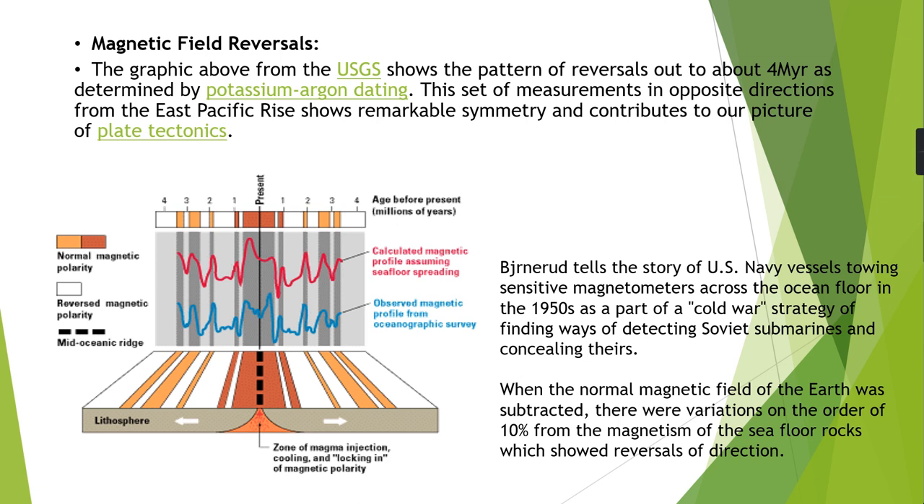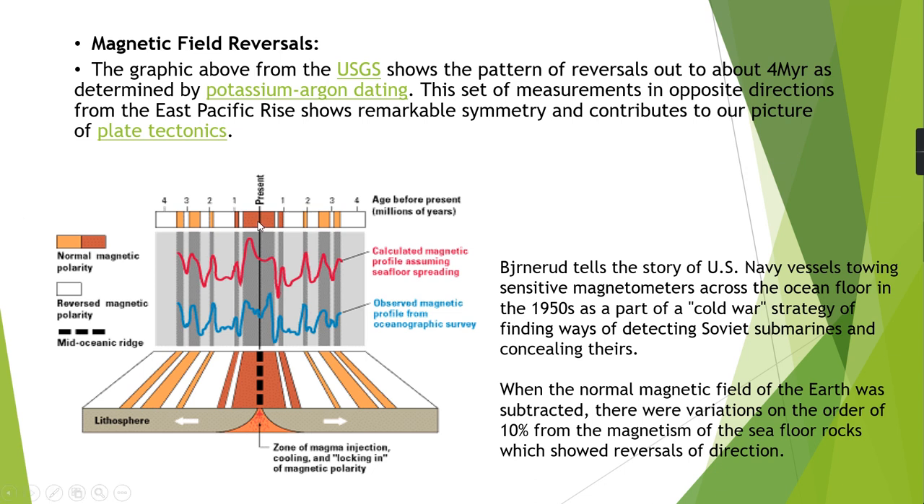Jenner tells the story of U.S. Navy vessels towing sensitive magnetometers across the ocean floor in the 1950s, as part of Cold War strategy of finding ways of detecting Soviet submarines and concealing theirs. When the normal magnetic field of the Earth was subtracted, there were variations on the order of 10% from the magnetism of the seafloor rocks, which showed reversals of the direction.